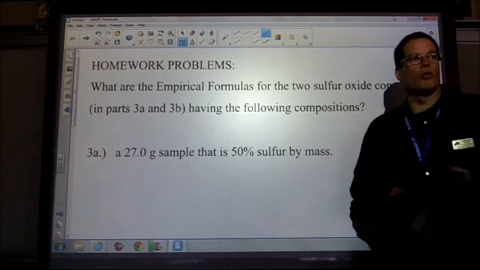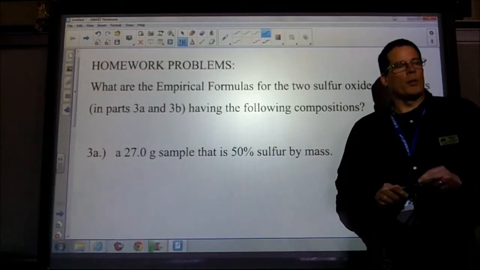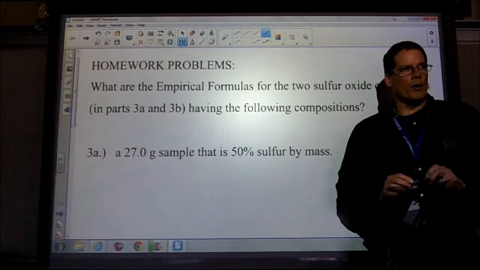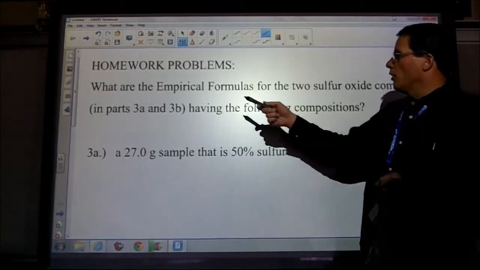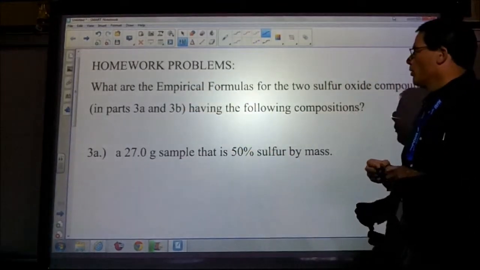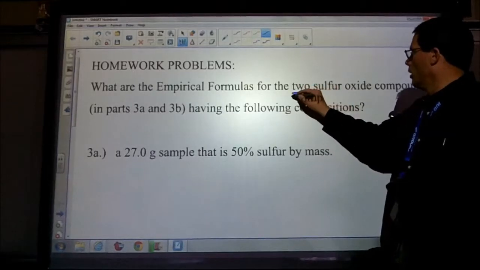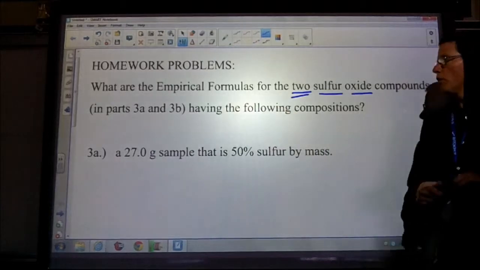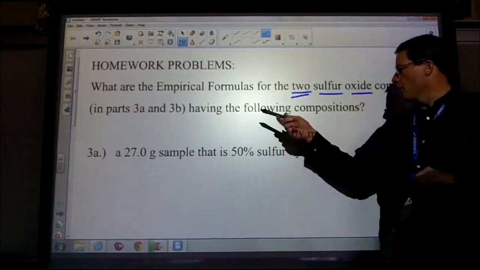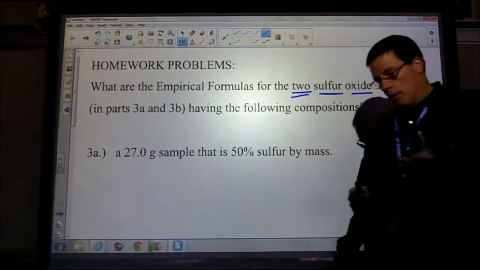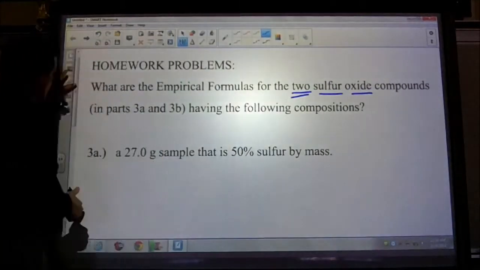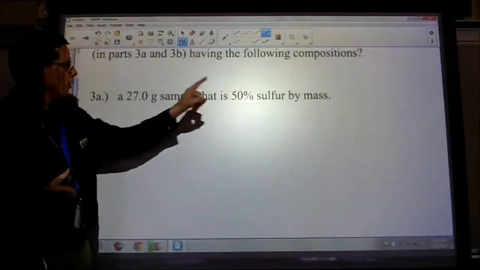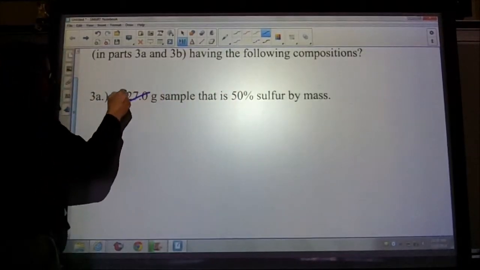I even had a couple students ask me about this question because they thought it was odd that they were only finding one element, and I also thought that was odd as well. But when you read it, it says, what are the empirical formulas for the two sulfur oxide compounds found in parts 3A and B, having the following composition? And I agree. I only gave in 3A information about the sulfur. The 27 grams, really, that's a distractor.